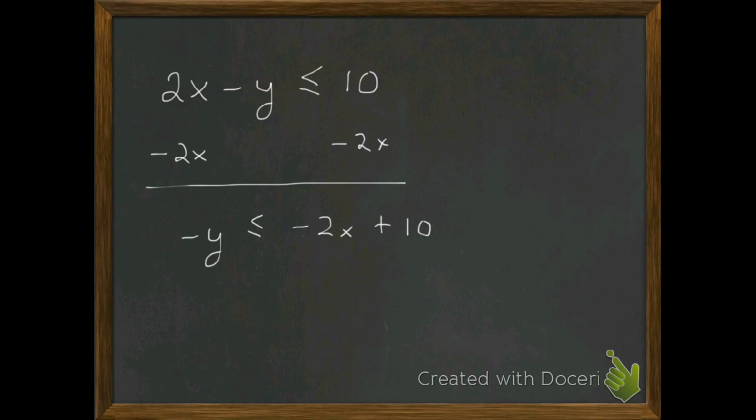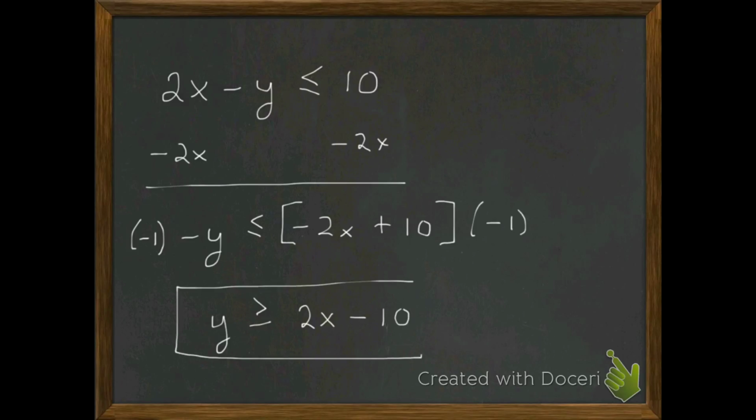Now, I'd want to multiply both sides by negative 1 because I don't want negative y, I want positive y. Now, remember, when we multiply an inequality by a negative or divide by a negative, we have to change the sign. So, guys, instead of less than or equal, we're going to get greater than or equal. And multiplying the negative 1 through the entire right side, we get 2x minus 10. So guys, that's one of them that we're going to need to graph.